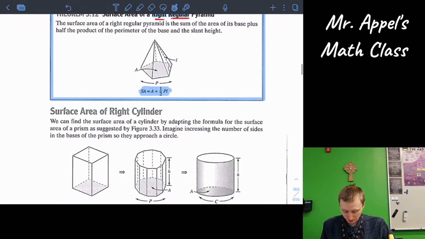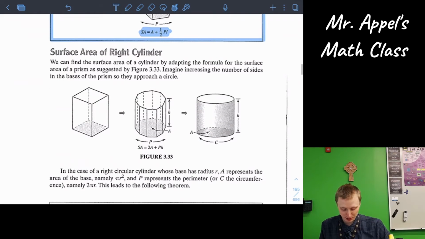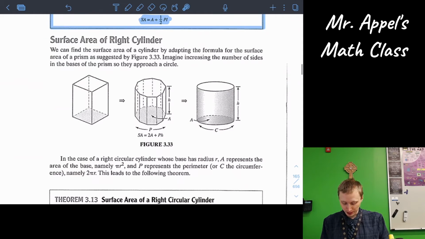All right, next we move into the realm of round shapes. We can find the surface area of a cylinder by adapting the formula for the surface area of a prism as suggested by figure 3.33. Imagine increasing the number of sides of the bases of the prism so they approach a circle. You can see there as we progress from 4 sides to 12 sides, up to almost infinite sides. In this case, a right circular cylinder whose base has radius r.